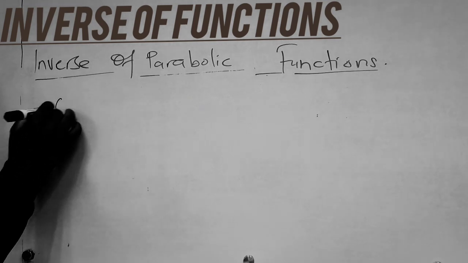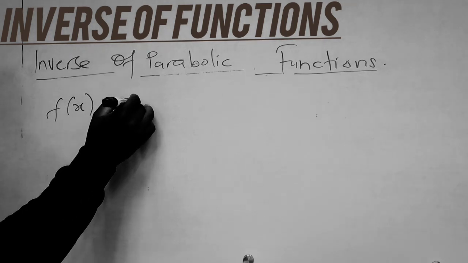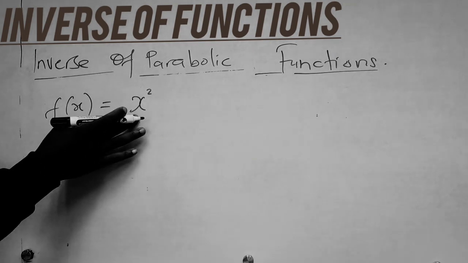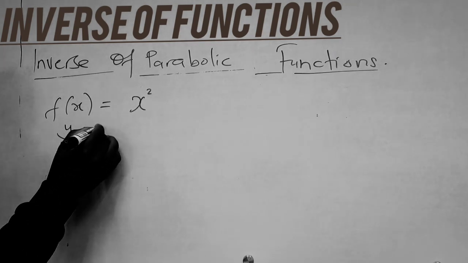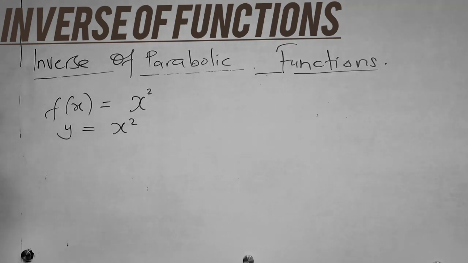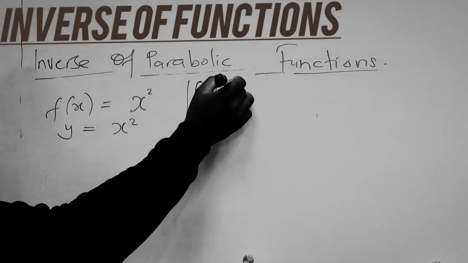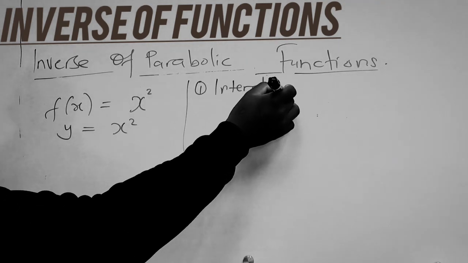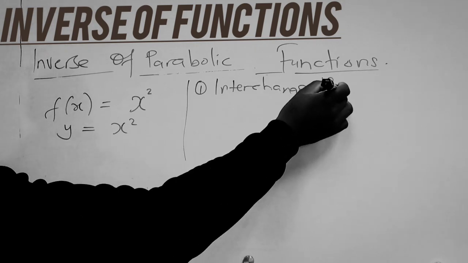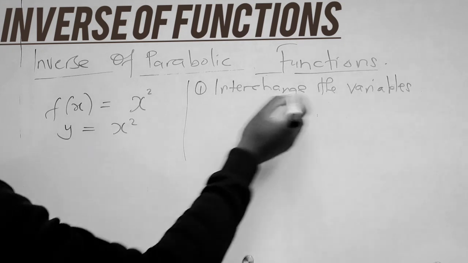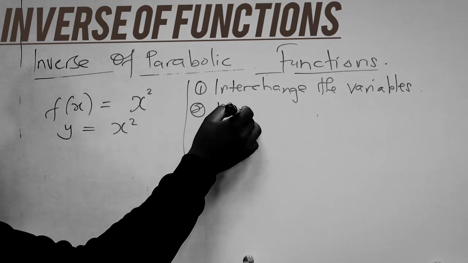Let's say we're given f of x is equal to x squared. This is a parabolic function. So we write this in the form y is equal to x squared. And from there, you interchange the variables. Let me just rewrite the steps. Number 1, interchange the variables. Our variables are x and y. Step number 2, make y the subject.